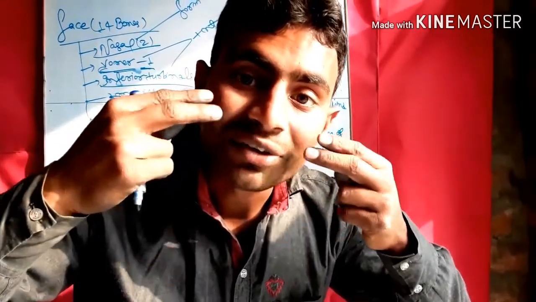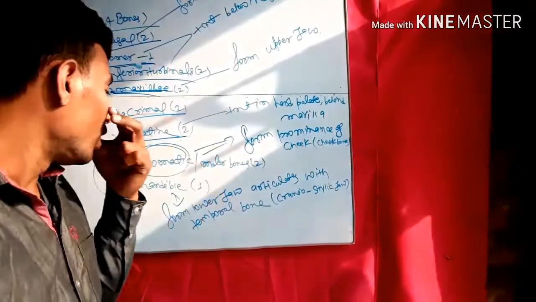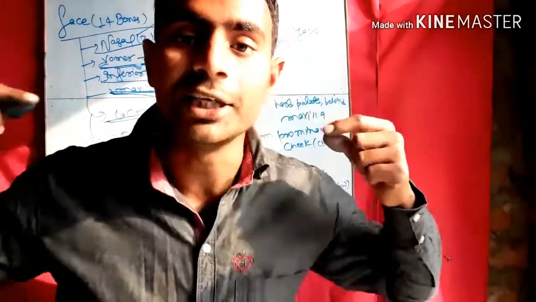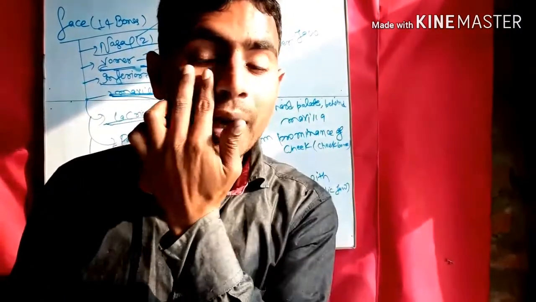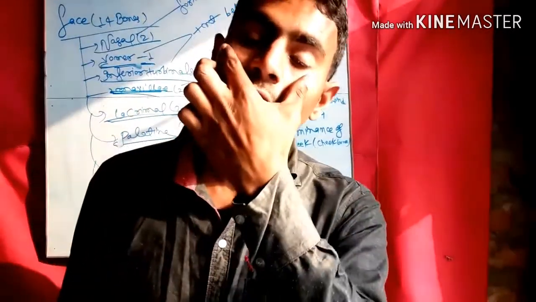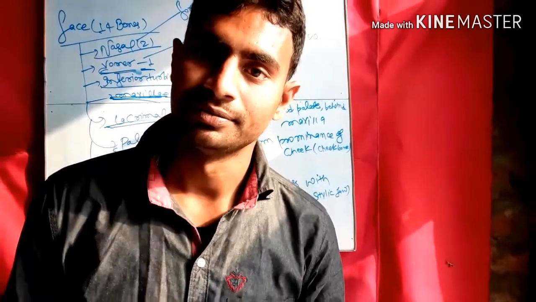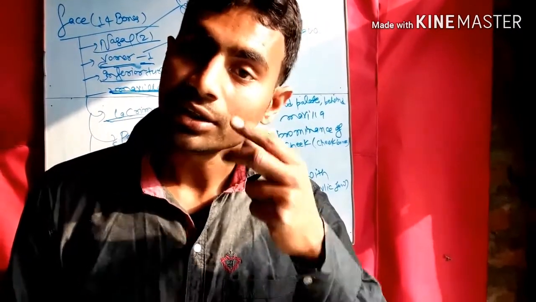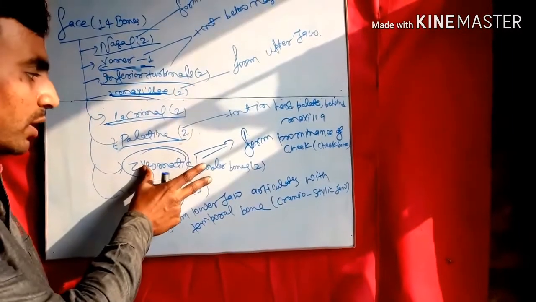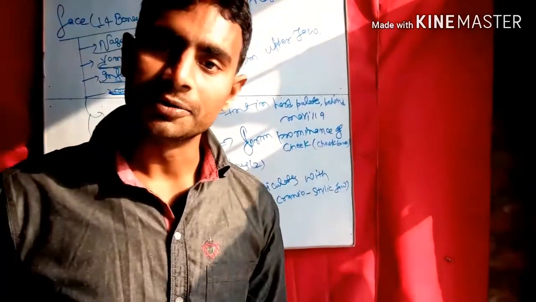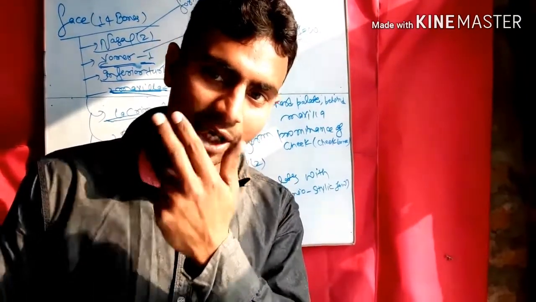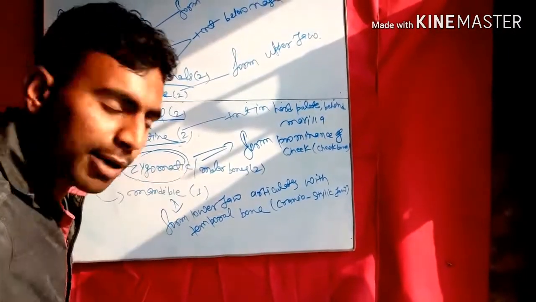This part which you are seeing now is called the zygomatic. This means the prominent part of the cheek which you are seeing now is called zygomatic, so it's also called the cheekbone. This prominent part of the cheek is the zygomatic bones, and it's also called cheekbones because these bones are present in the cheek.